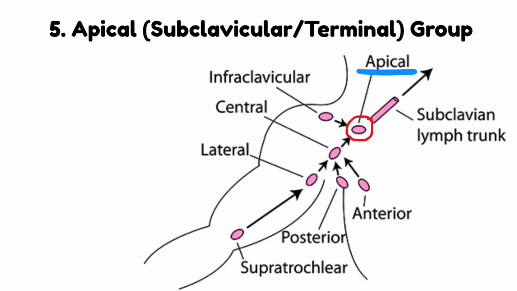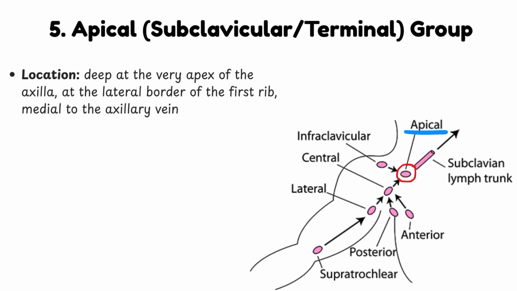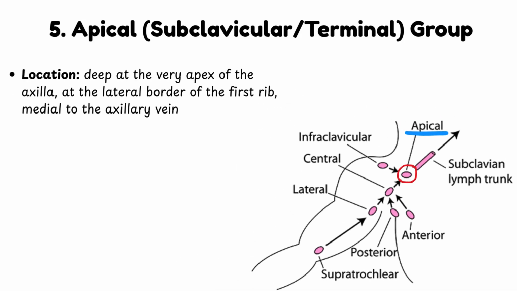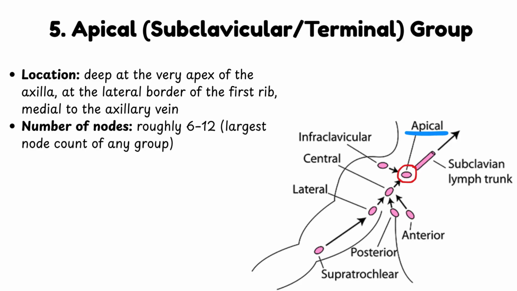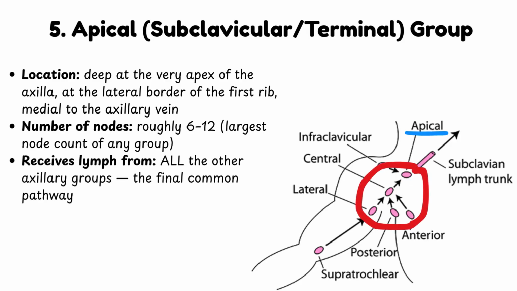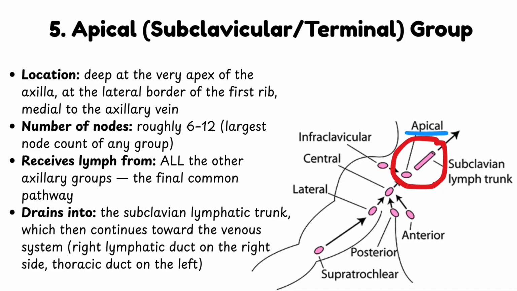The last group of lymph nodes is the apical, also known as the subclavicular or the terminal group. It is located deep at the very apex of the axilla, at the lateral border of the first rib, medial to the axillary vein. The number of nodes is roughly 6 to 12. This is the largest node count of any group. It receives lymph from all the other axillary groups. It is the final common pathway. Then, it drains into the subclavian lymphatic trunk, which then continues toward the venous system, right lymphatic duct on the right side, and thoracic duct on the left.